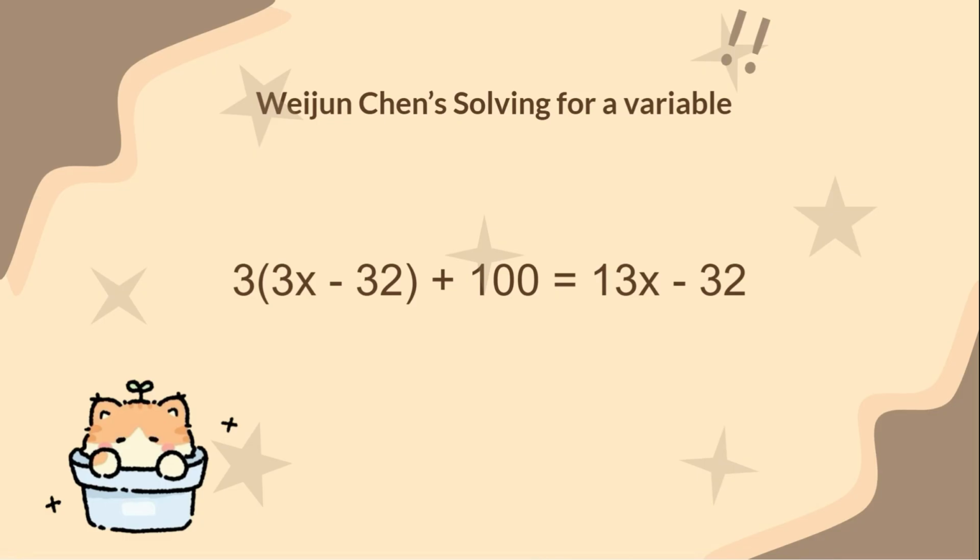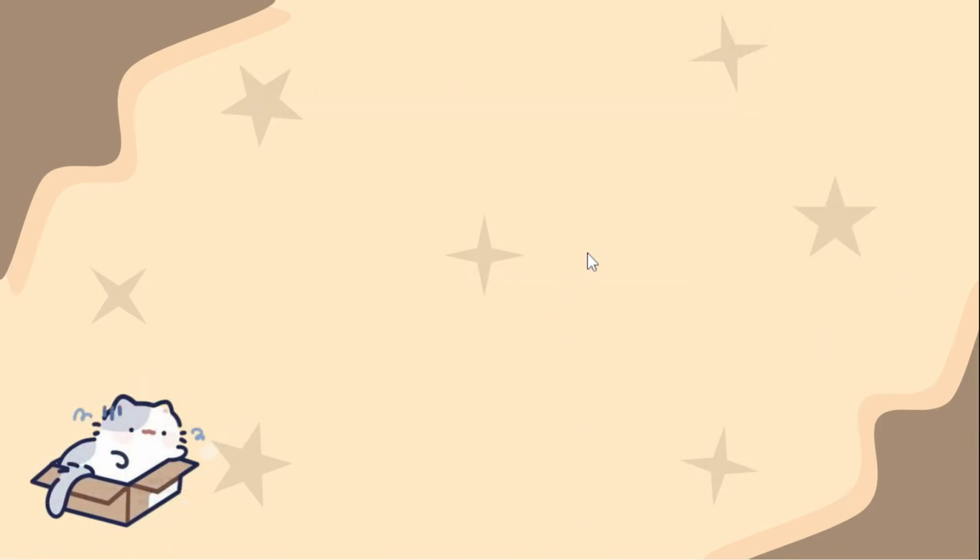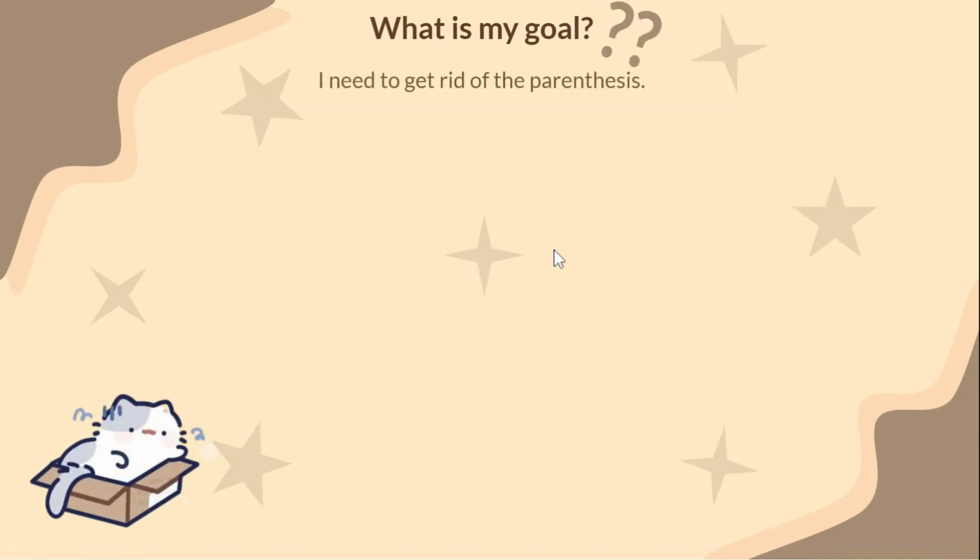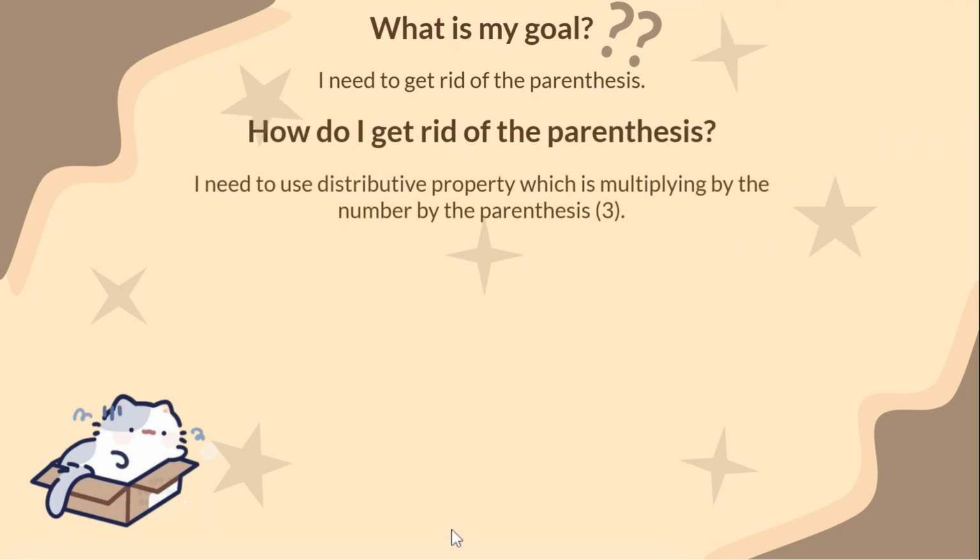This is our equation. So, what is our goal? Our goal is to get rid of the parentheses. And how do we get rid of the parentheses? Well, we want to use the distributive property, which is multiplying everything inside the parentheses by the number that is next to it, which is the number 3.